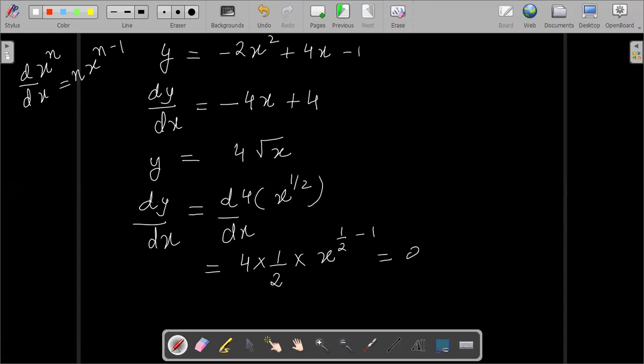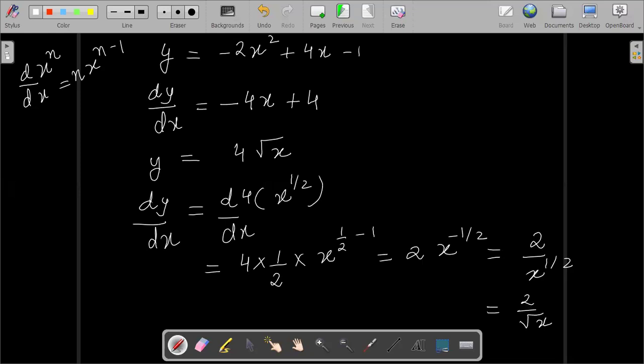So I will be getting 2 x to the power minus 1 by 2. X to the power minus 1 by 2 means I will be getting 2 divided by x to the power 1 by 2, and x to the power 1 by 2 means square root of x. So I can write it as 2 over square root x. Yes, sir, 2 by root x.